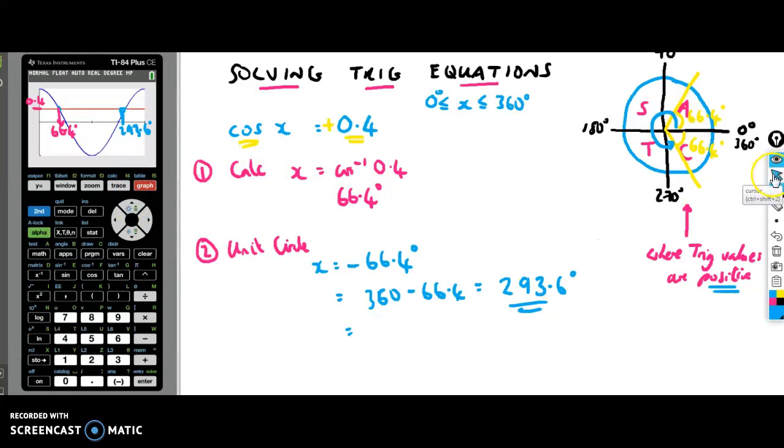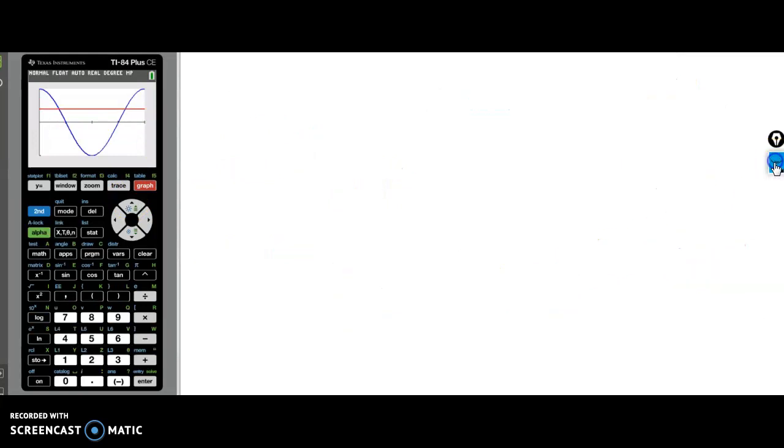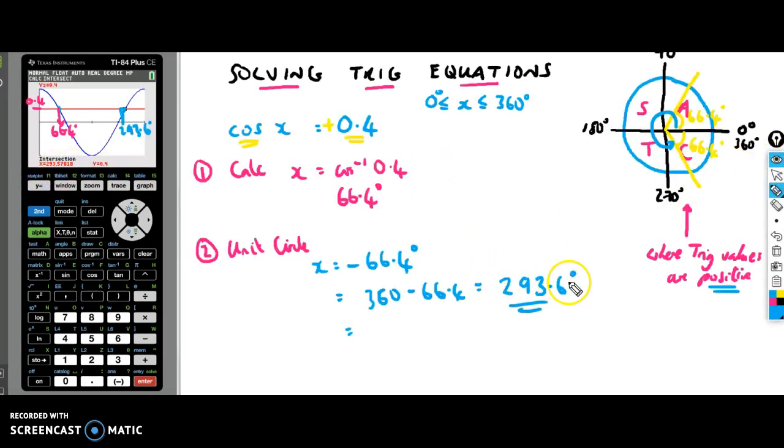Now let's see if we're right. Let's hold that value, 293.6. Let's go over to our calculator. Second calc, we're going to do intersect. And we want the first curve, yep, enter. Second curve, yep, enter. Let's move the cursor close to where we want it to be. That will do. 293.6. And that is the value we had, 293.6.